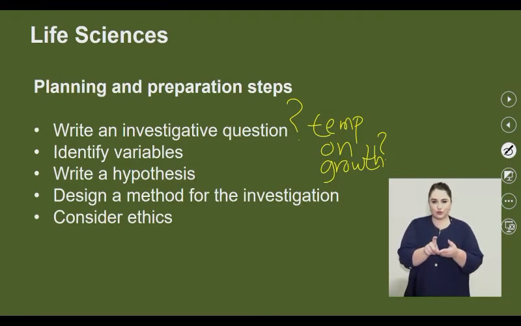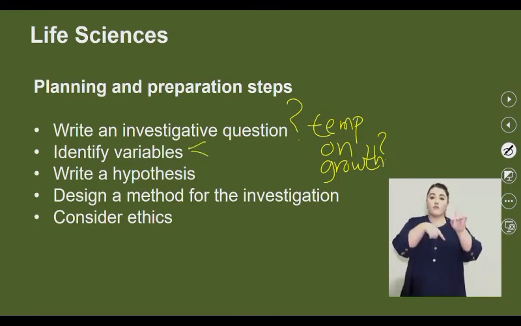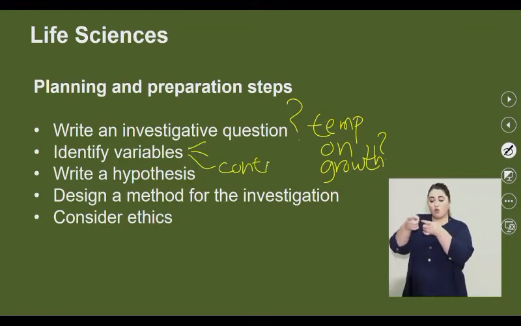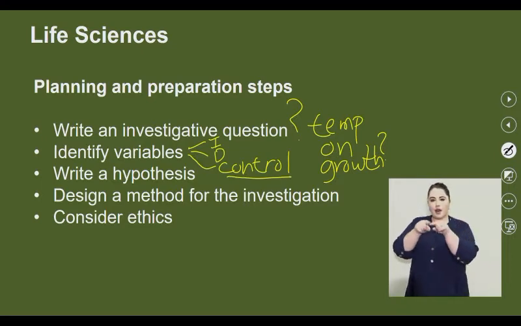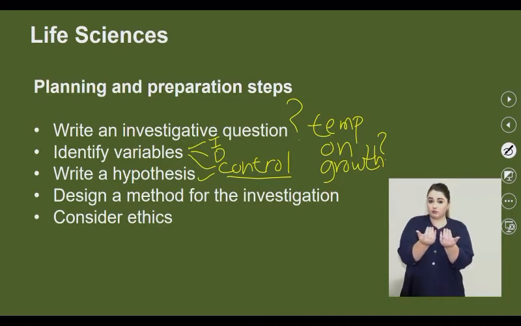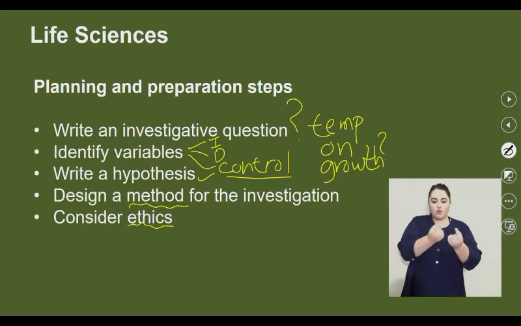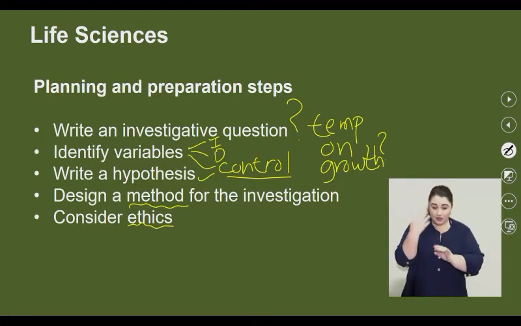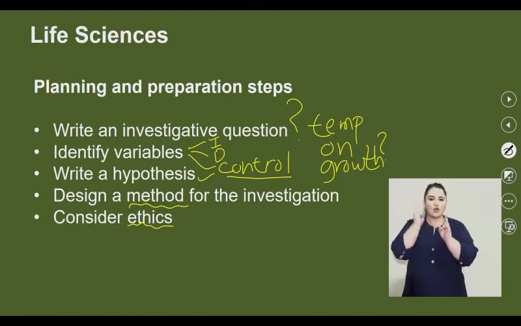Now you identify your variables: independent, dependent, and what will you control? Control means the things you keep the same. So the independent, the dependent, and what will you keep the same? Now you make a prediction. This is your hypothesis. And now you plan a certain method on how you will do it, and never forget the ethics behind things, keeping in mind human rights, religion, and so on.